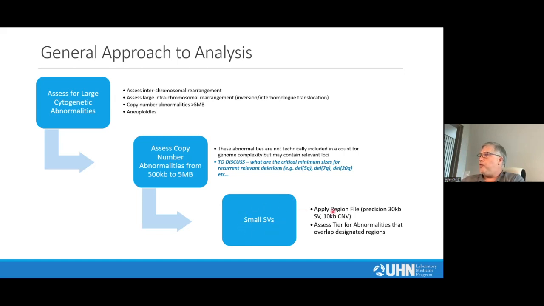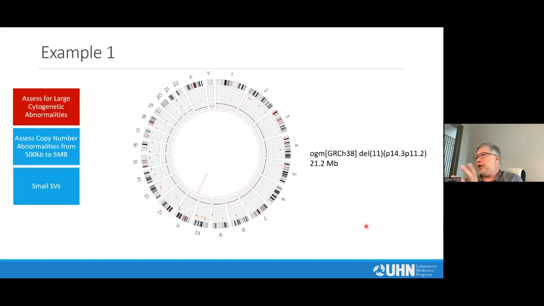And then for smaller SVs, this is where we use a region file, and we can also look for very small SV abnormalities that are important for reporting. Just to give a couple of quick examples, here's a circus plot showing an 11p deletion. You can see there's a fusion call joining these two segments on the P arm, and then the copy number call as well. So there's a deletion from p14.3 to p11.2, a large 21.2 megabase deletion on 11p.